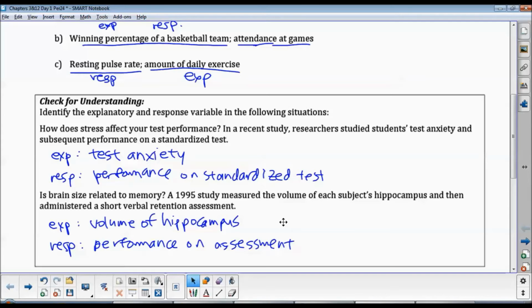Now we're going over these for a couple of reasons. First of all, there's not always going to be a clear explanatory response variable relationship between two variables taken on a single subject, or individual, depending on if you're using people or not. Second of all, if there is, get used to figuring out which one is which, because it does make a difference when we start doing scatter plots.